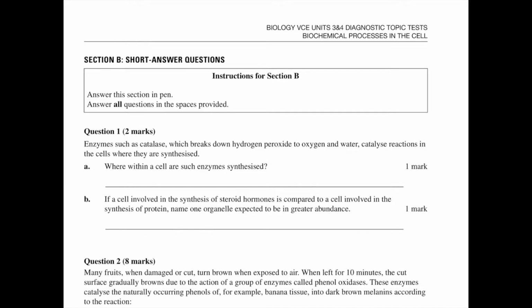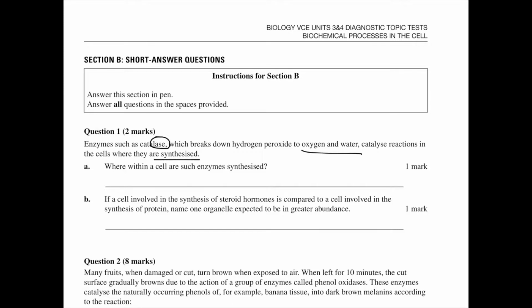Let's move along to section B. Enzymes such as catalase, you know it's an enzyme because it ends in ASE, which break down hydrogen peroxide to oxygen and water, catalyze this reaction in cells where they are synthesized.